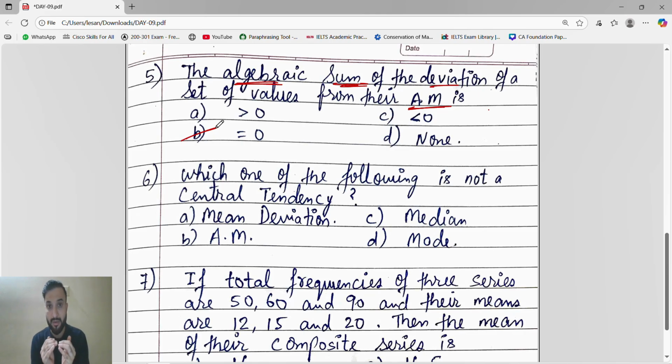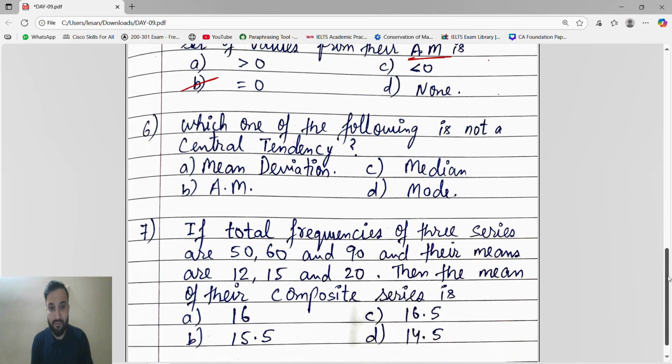They are talking about the arithmetic mean, not the mean deviation. It's not a deviation from quartile deviation, mean deviation, or standard deviation. They are talking about the sum of deviation from the arithmetic mean. In chapter number 2, central tendency, we studied mean, median, mode, geometric mean, and harmonic mean. That's why the algebraic sum of deviation from the arithmetic mean will always be 0.